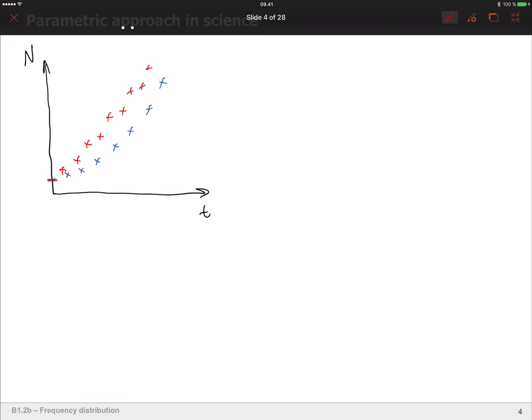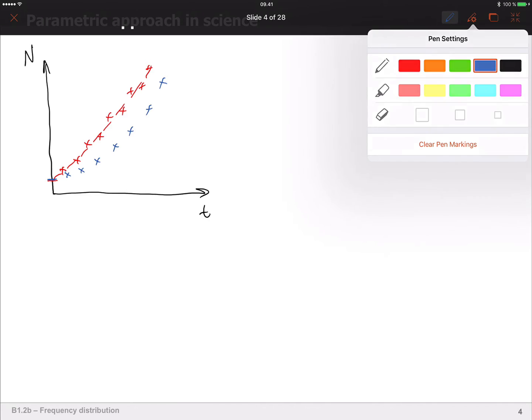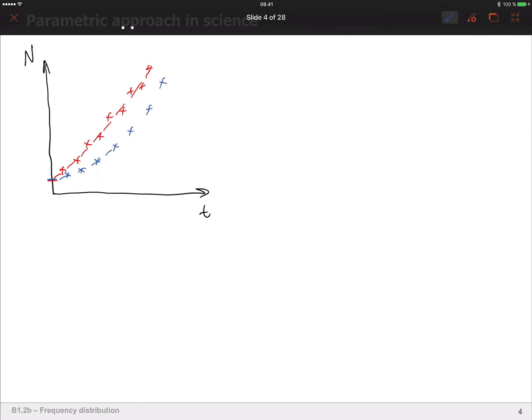But how to compare this numerically? Again, what can we do? We can fit these two sets of points with some curves, with some known function, like this. And in this case, if we talk about population, it can be quite natural to use an exponential function, at least at the first phase.